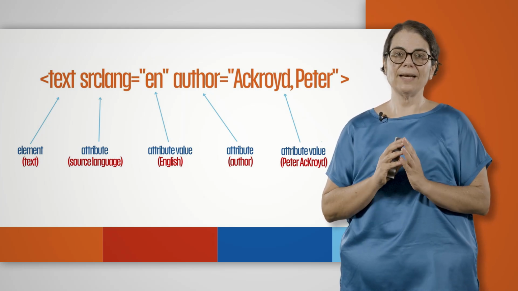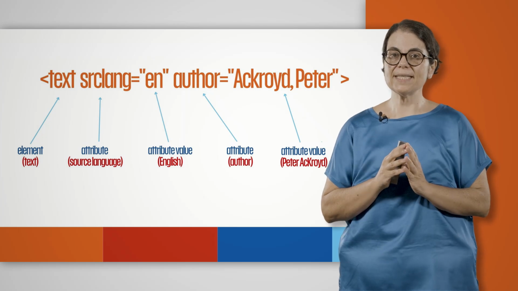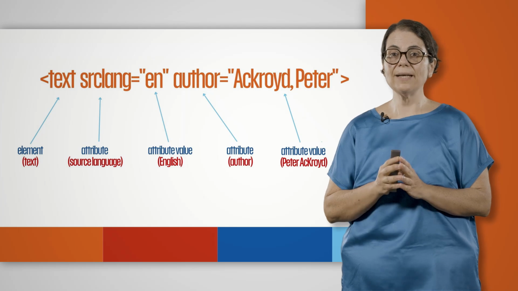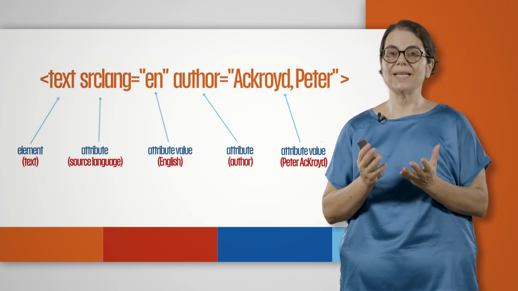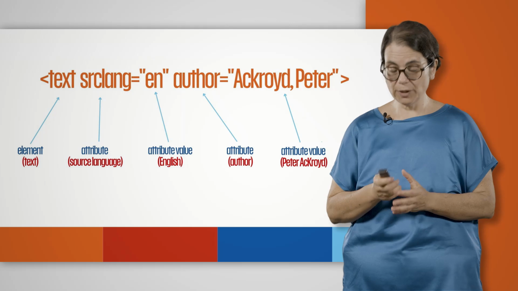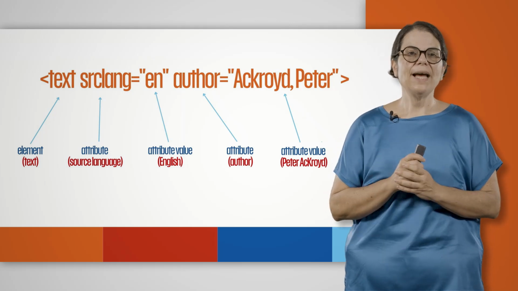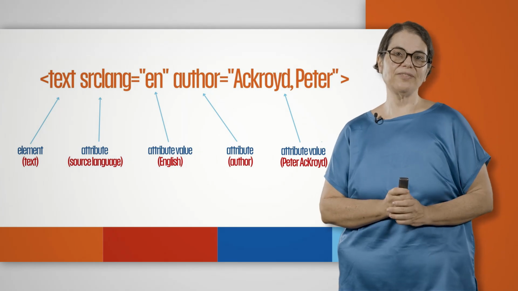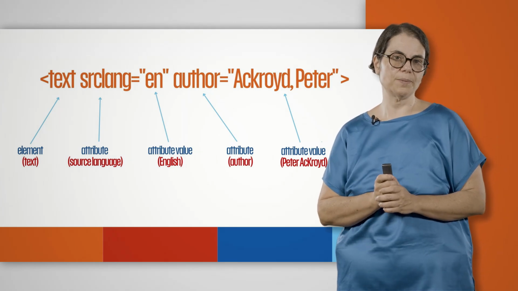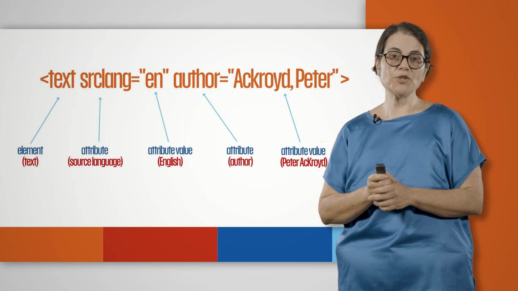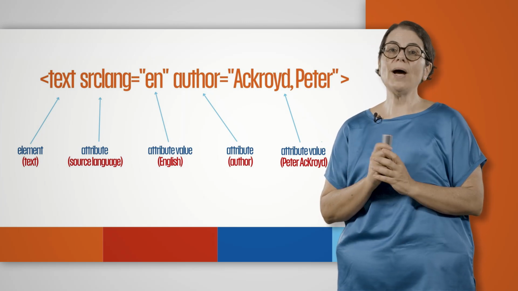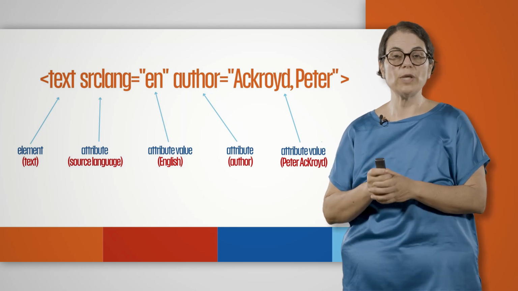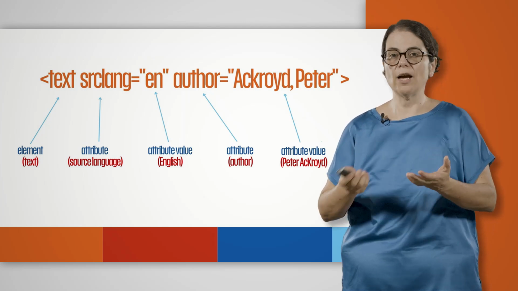The first attribute is the src_lang attribute. src_lang stands for source language. The second attribute is author. After identifying the attributes, we need to identify the values of these attributes. The value of the first attribute is English, while the value of the second attribute is the actual name of the author we wish to include, for instance, Ackroyd Peter.